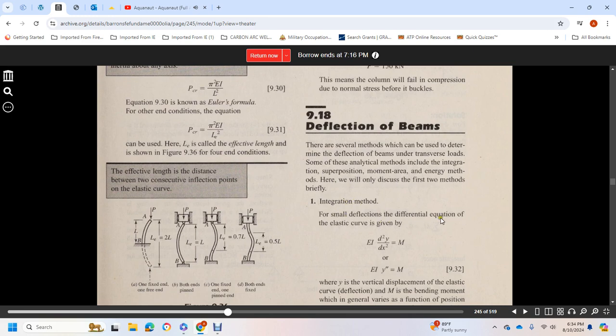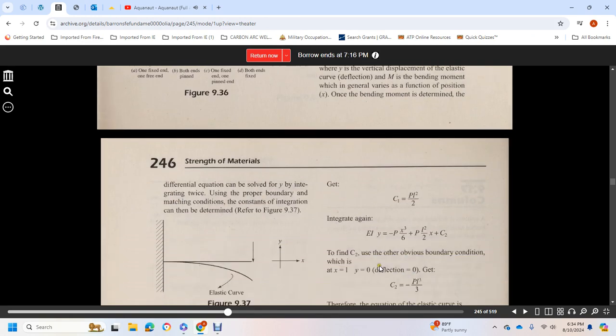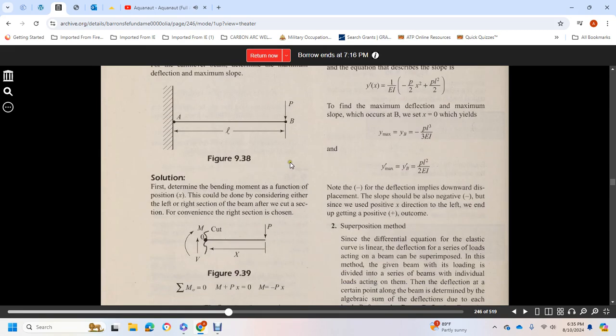Integration method. The small deflection differential equation of the elastic curve is given by d squared y over dx squared equals M over EI, where y is the vertical displacement of the elastic curve, or deflection, and M is the bending moment, which in general varies as a function of position x. Once the bending moment is determined, the differential equation can be solved by integrating twice using proper boundary conditions. Constants of integration can be determined, as in Figure 9.37.